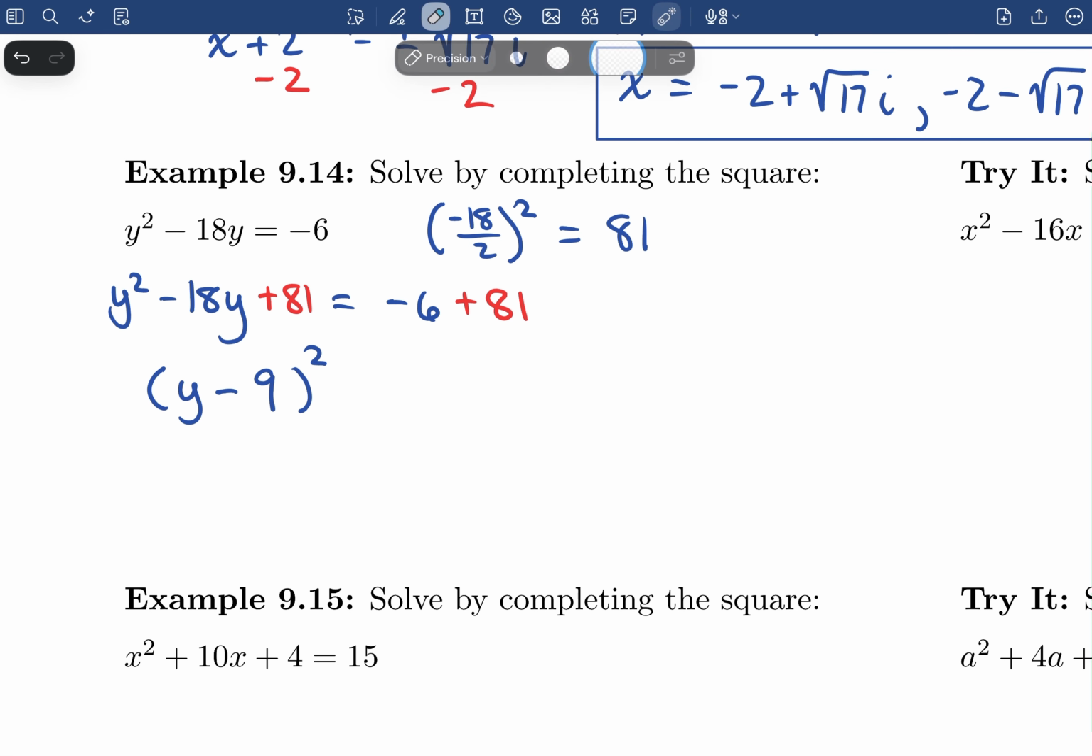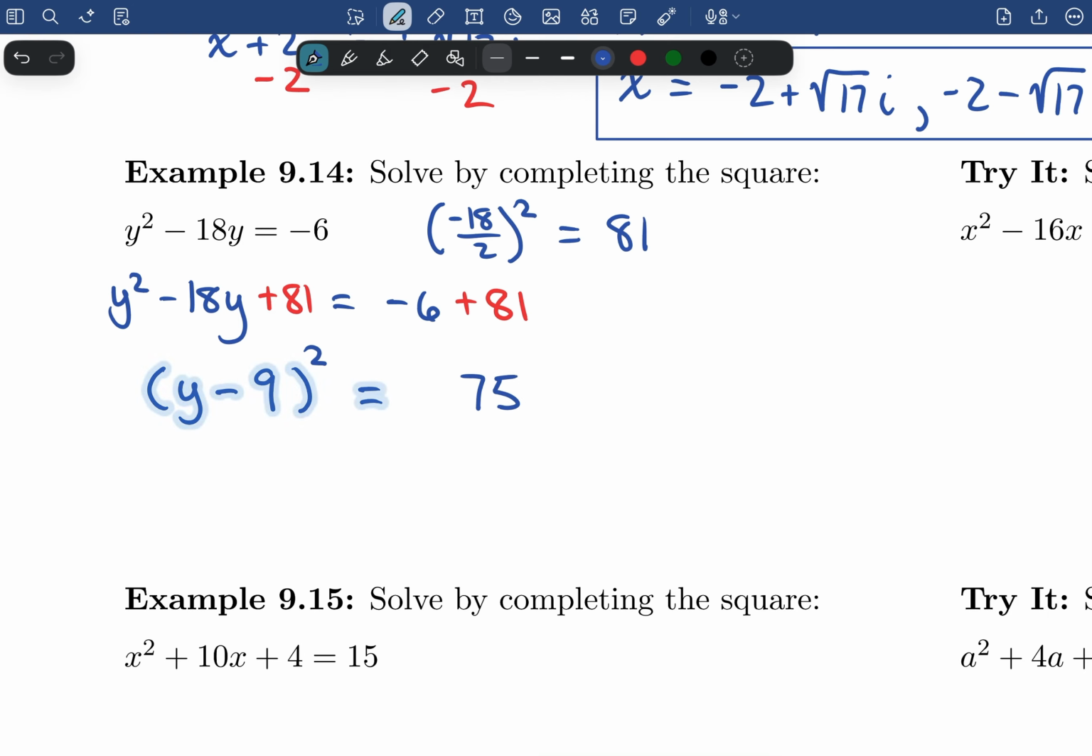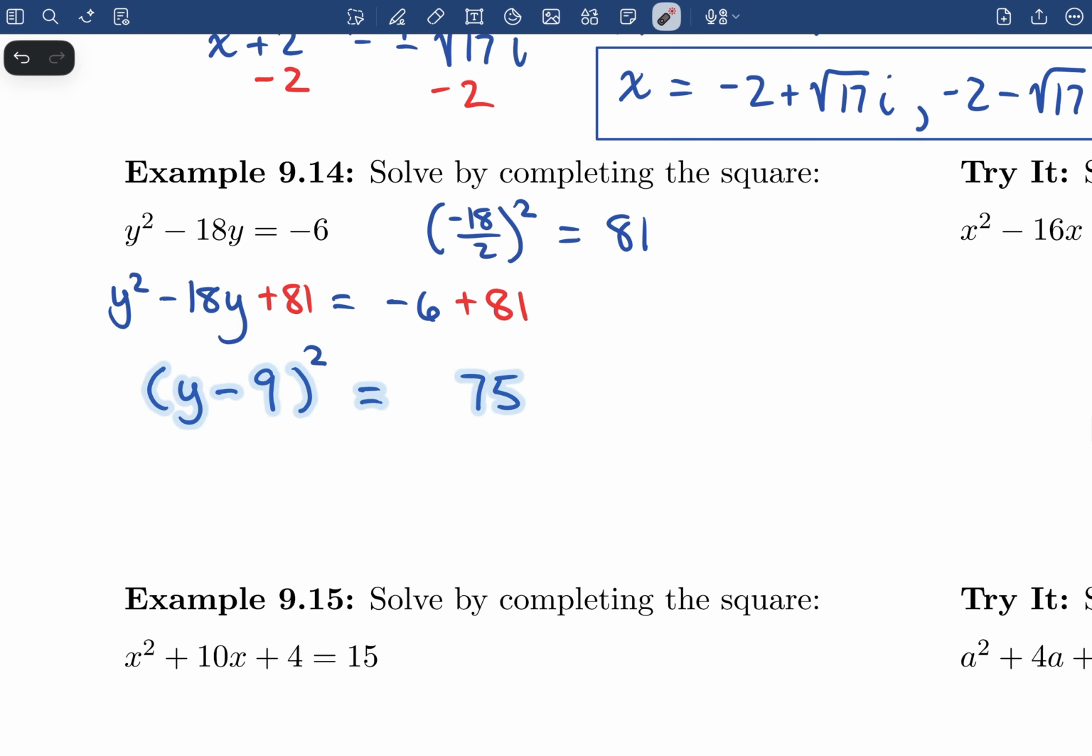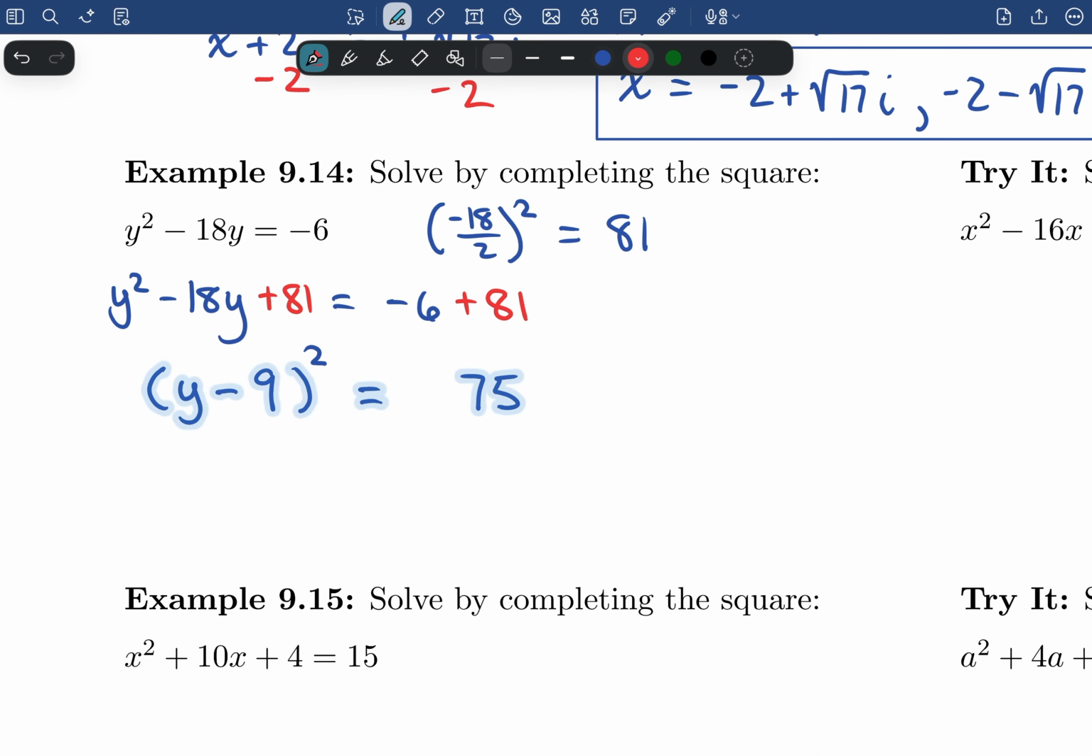Okay? And so now I set that binomial squared equal to negative 6 plus 81. And negative 6 plus 81 is 75. Great. So now I have written all this stuff. Boom. This is equal to this, which is equal to this. And I'm going to use the square root property now. That's my next step. Use the square root property.